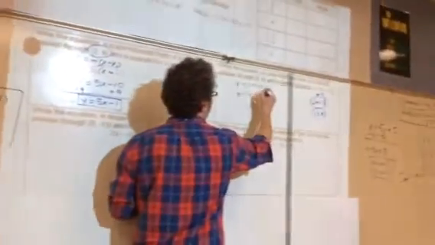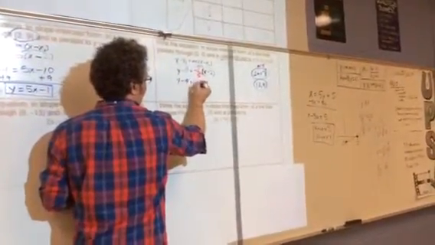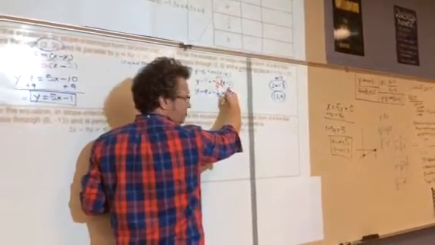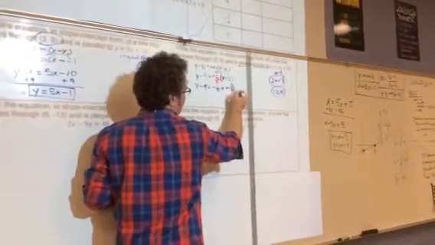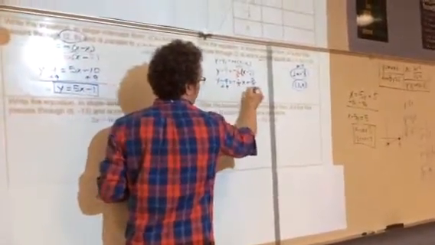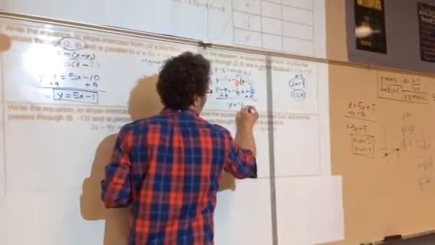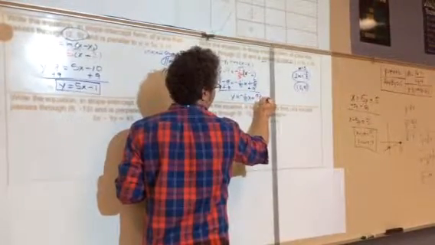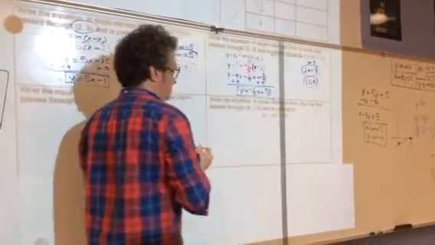So I'm going to distribute my 1/5. So I get y minus 9 equals negative 1/5 x. Negative 1/5 times negative 2, and negative times negative is a positive. So that's going to be positive 2/5. Then I'm going to add 9 to both sides. And I'm going to get y equals negative 1/5 x plus 9 and 2/5. I'm going to write that as a mixed number.